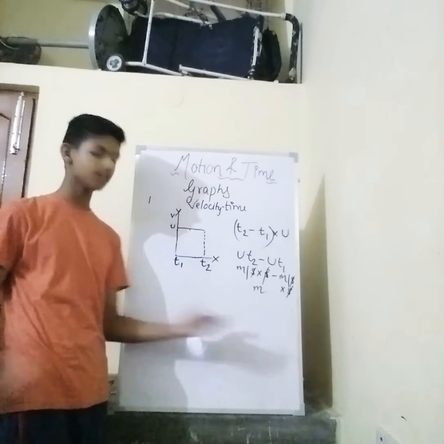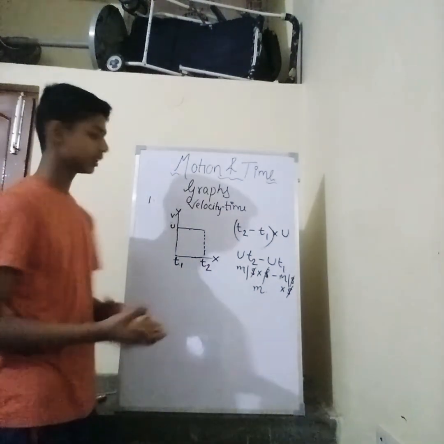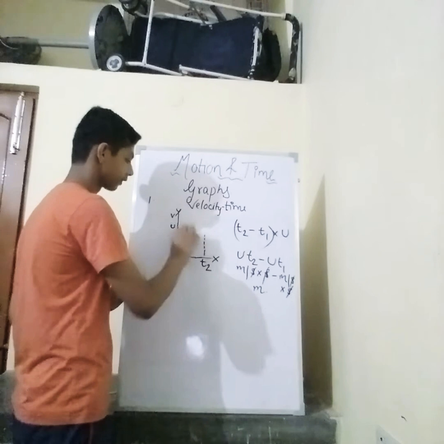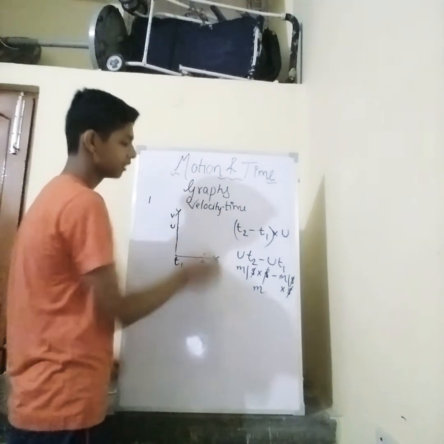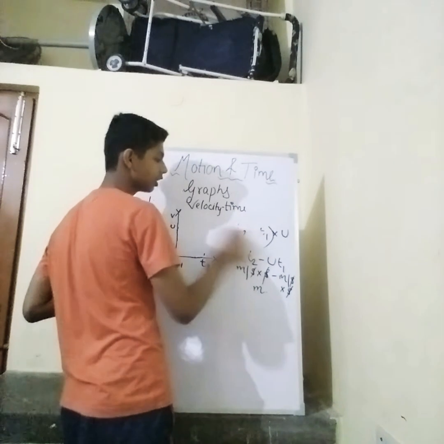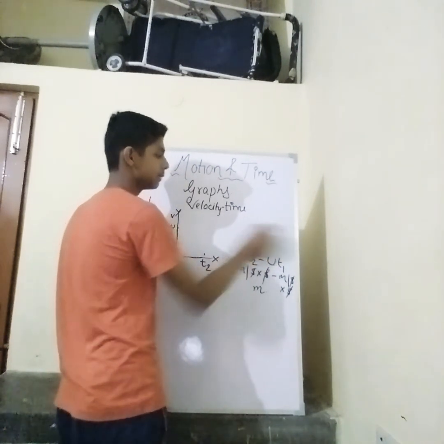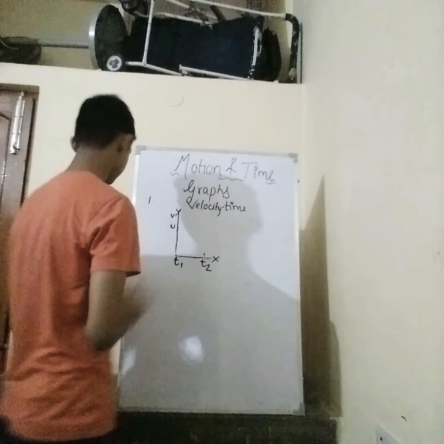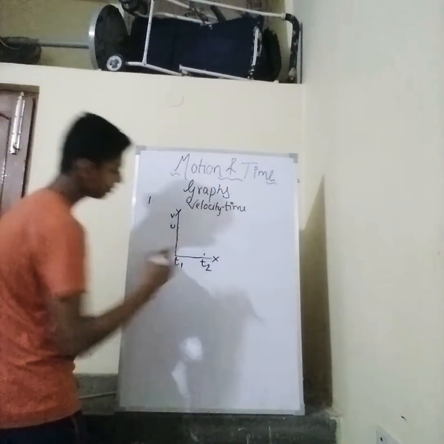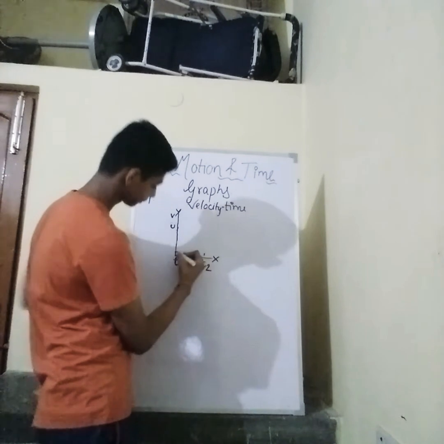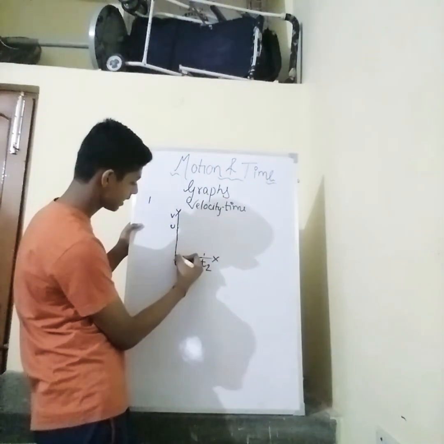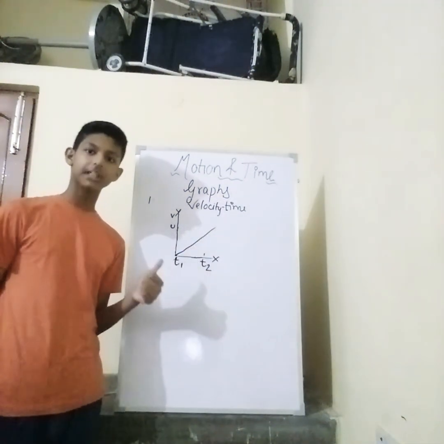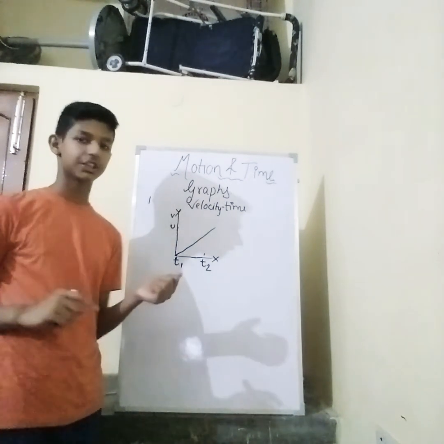Then we can conclude here that we can calculate displacement from velocity time graph. Now we will see that we can calculate acceleration also from velocity time graph. I am describing what is its method. If the velocity is starting from 0 and going like this, then in this case acceleration is uniform, means constant rate of acceleration.